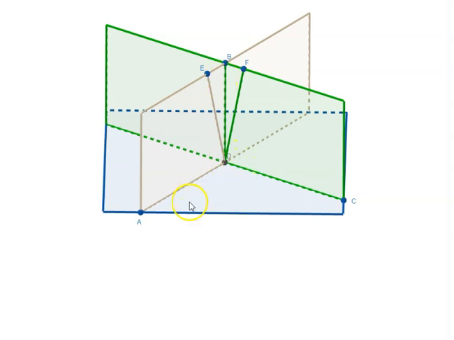That means DE is also perpendicular to the plane of reference. Similarly, DF is perpendicular to the plane of reference. Why? Because again, plane BC is perpendicular to the plane of reference, and DF in the plane BC is perpendicular to the line of intersection between these two planes. So we can say DF is perpendicular to the plane of reference.